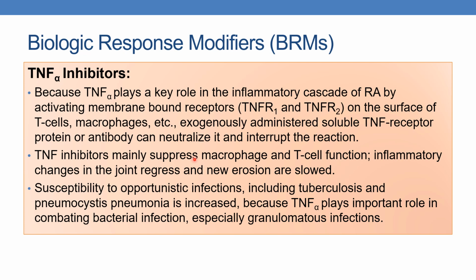These TNF alpha inhibitors mainly suppress the macrophages and T cell function. Inflammatory changes in joint regress and new erosion is slowed. But susceptibility to opportunistic infections, including tuberculosis and pneumocystis pneumonia, is increased because TNF alpha plays an important role in combating bacterial infection, especially granulomatous infections.